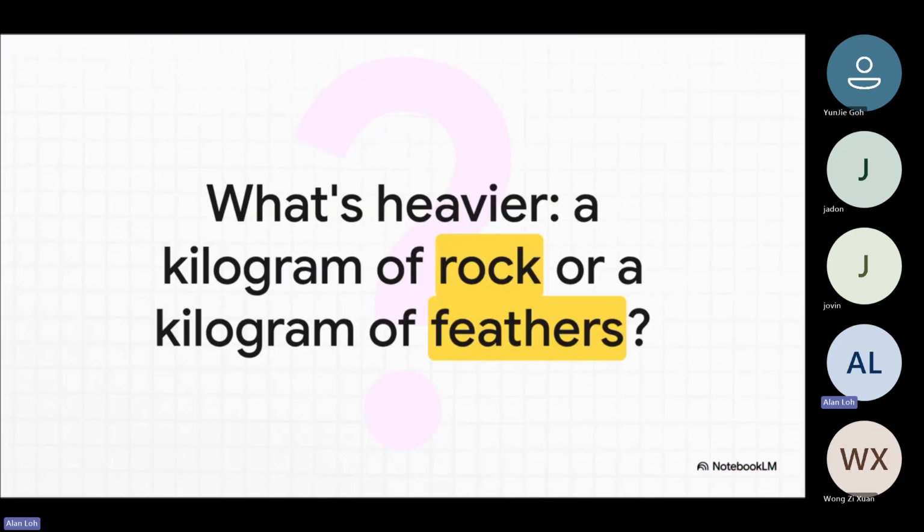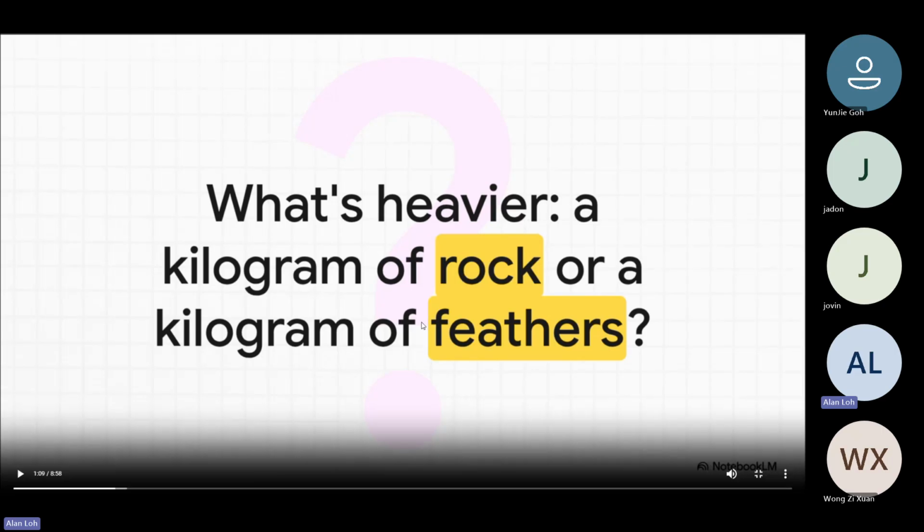So let's kick things off with a classic riddle. You've probably heard it. What's heavier, a kilogram of rock or a kilogram of feathers? Yeah, you know it's a trick question, right? They both weigh exactly the same, a kilogram.